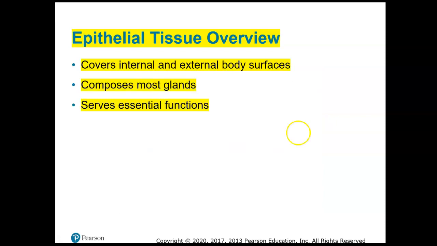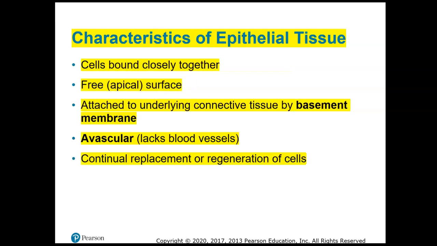So let's start with epithelial tissue. Here's an overview. Epithelial tissue covers internal and external body surfaces. So if you take an organ like the heart, the outside of the heart is covered in epithelial tissue, and then on the inside of the heart, inside those heart chambers, the atria and the ventricles, is also covered with epithelial tissue. Epithelial tissue composes most glands, and it serves essential functions.